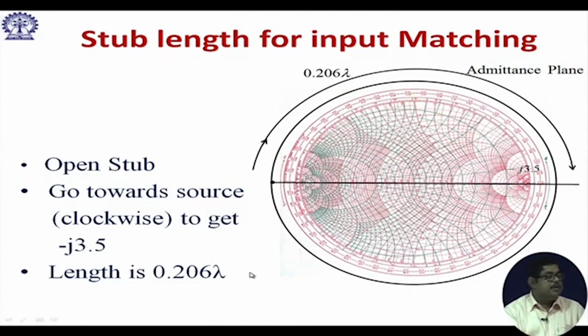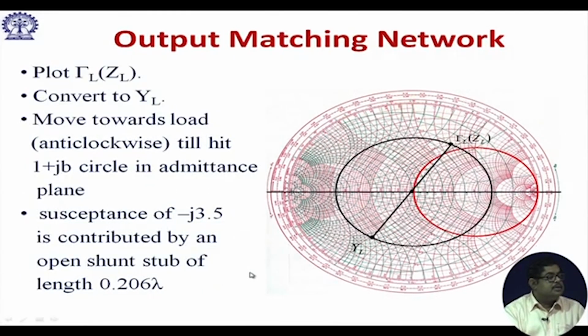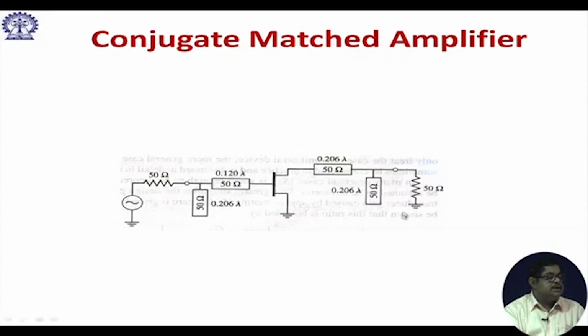Now we do the output matching network. You plot ZL, it is here, again convert it to YL, then move towards the load. Since I am moving towards the load, it is anticlockwise. So move here, and you are hitting here. The susceptance again here is minus j 3.5, contributed by an open stub of this length. So this is the final design.